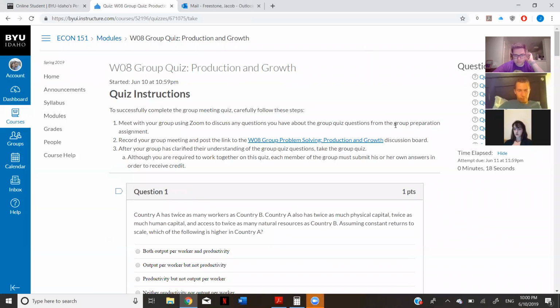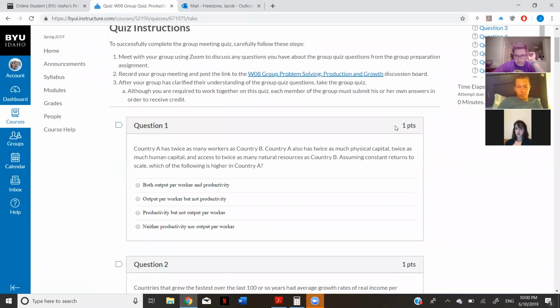Okay, there we go. All right, so question 1 says country A has twice as many workers as country B. Country A has also twice as much physical capital and such and such. So it says assuming constant returns to scale, which of the following is higher in country A. So I think I said A. That's what I got too.